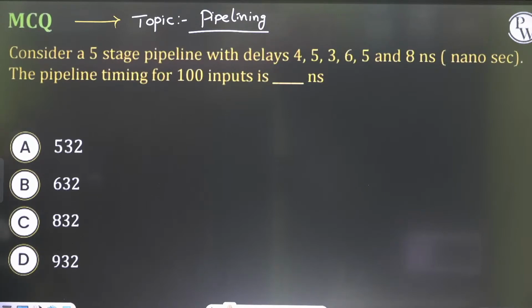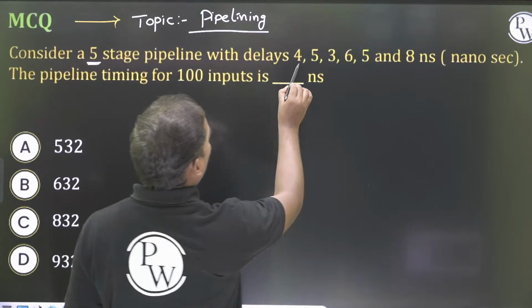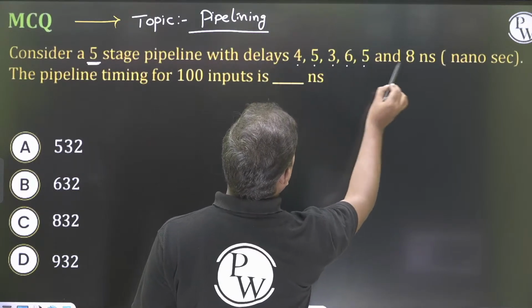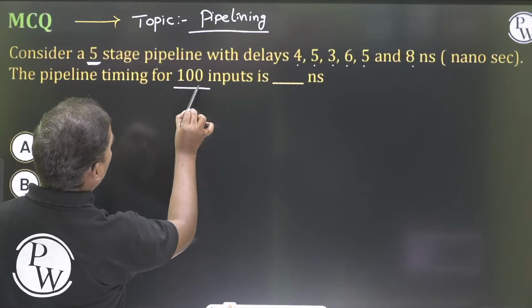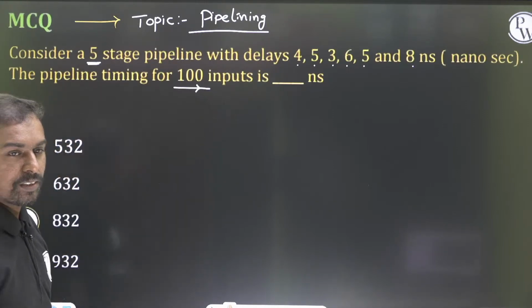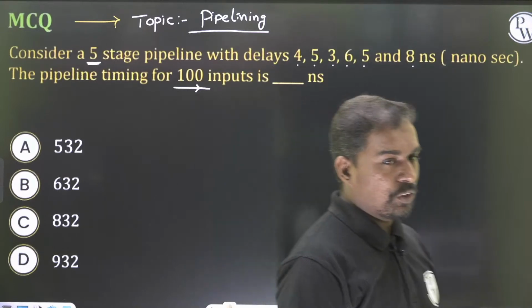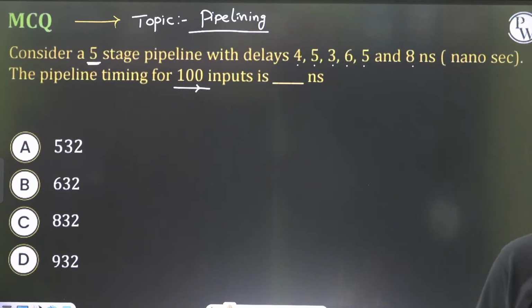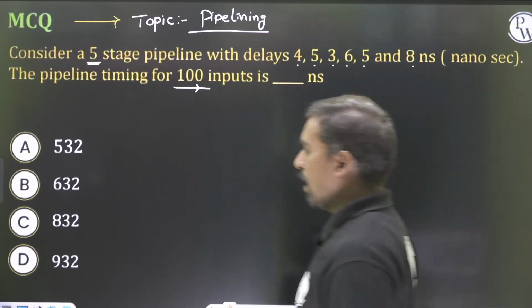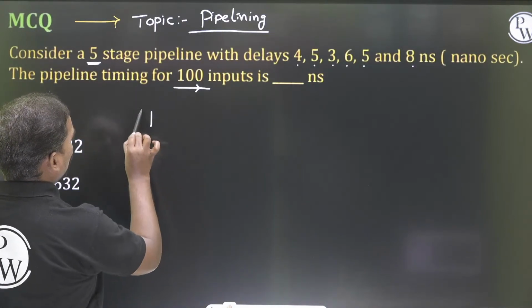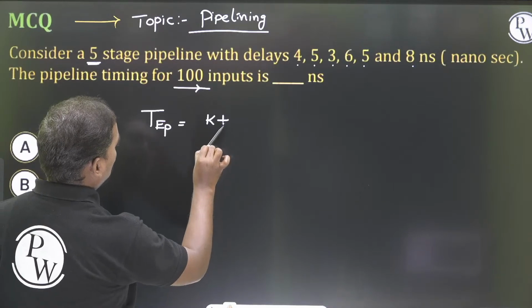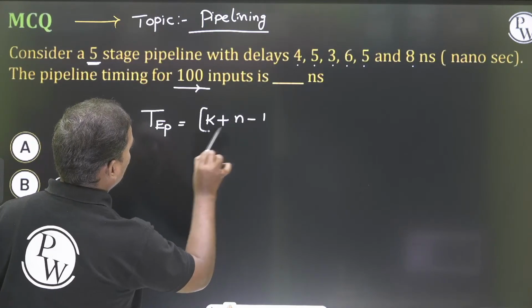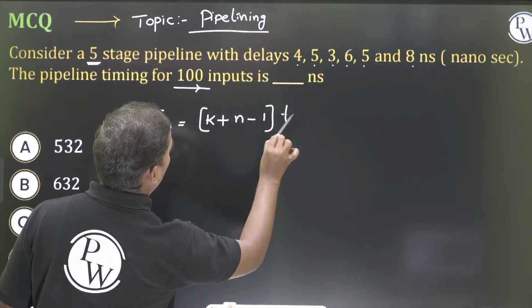Consider a 5-stage pipeline with delays of 4, 5, 3, 6, 5 and 8 nanoseconds. The pipeline timing for 100 inputs is dash nanoseconds. What is the answer for this question, my dear? So, Dinesh, we have a certain formula. The time of execution for pipelining is given by the formula (K plus N minus 1) times the time of pipelining.